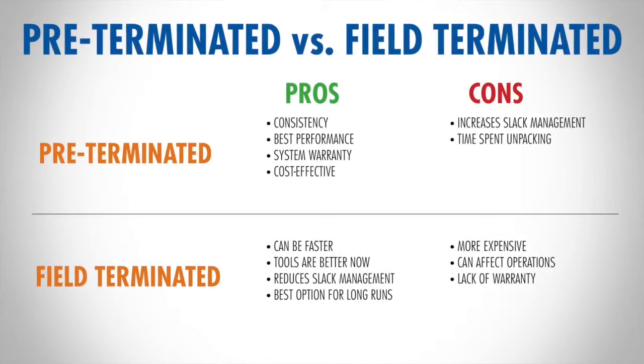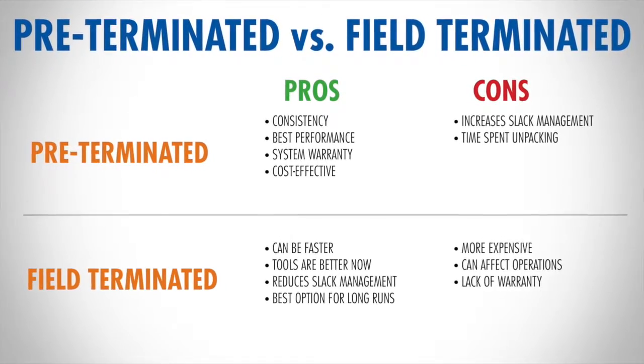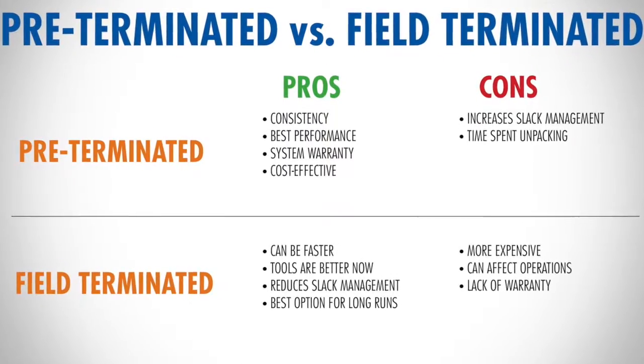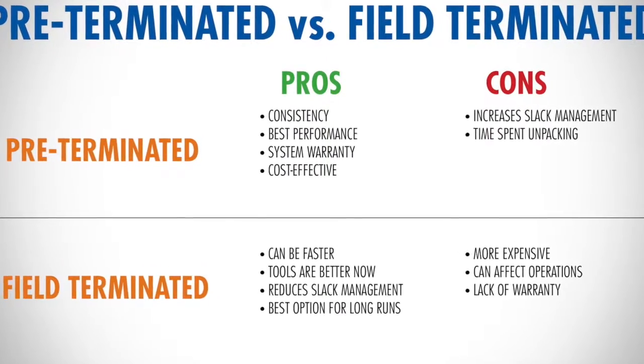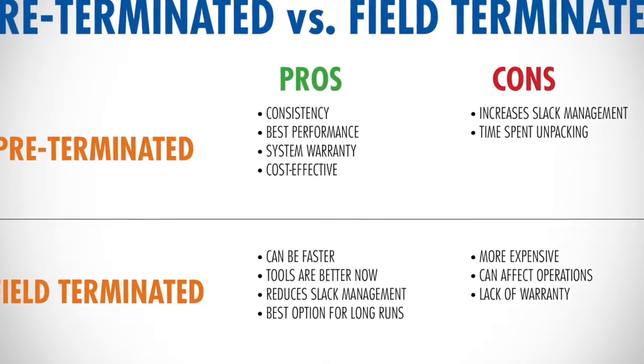There's 2 different approaches when it comes to choosing your fiber cables. You can either go with a pre-terminated solution or you can try to do a field termination. And there are pros and cons to both of these approaches. From a pre-terminated perspective, you typically are going to get consistency and get the best quality because it is manufactured in a clean environment. It's also going to be able to offer you the best in terms of a warranty, and it is also the most cost-effective option.